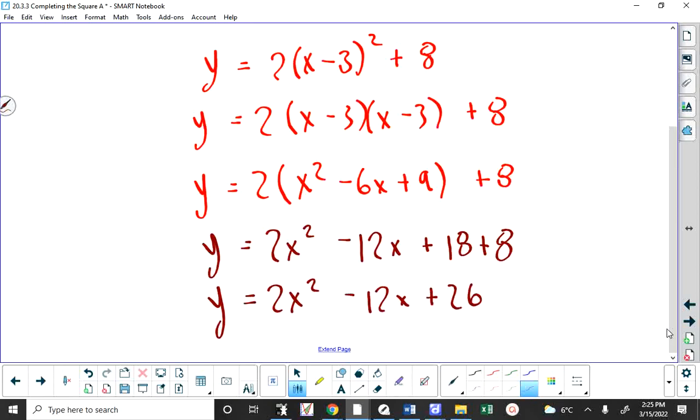Now in vertex form, this number is called a, and in standard form, this number is called a. All I'm pointing out is the a value is the same for both. Okay?